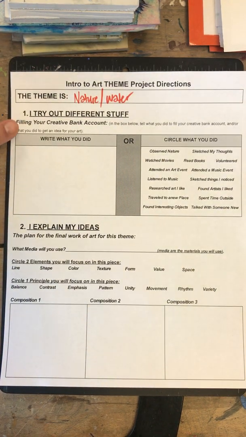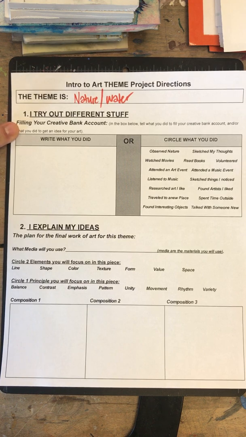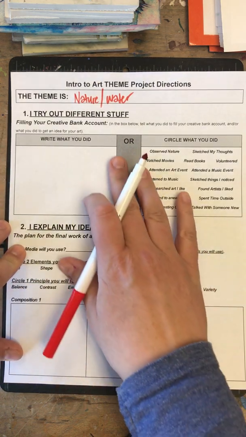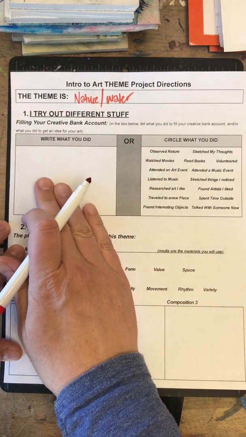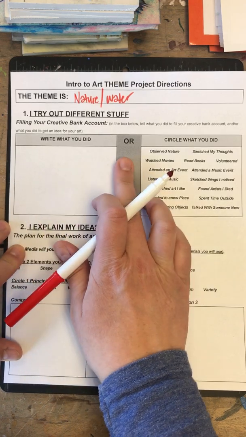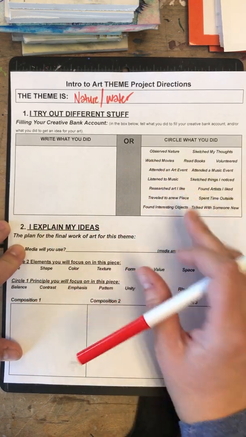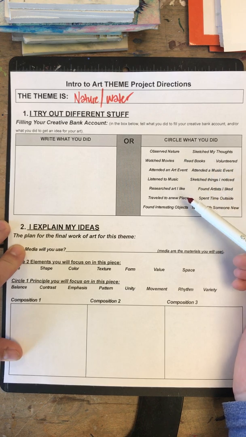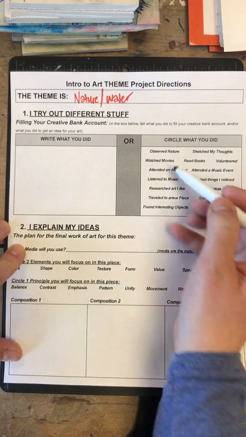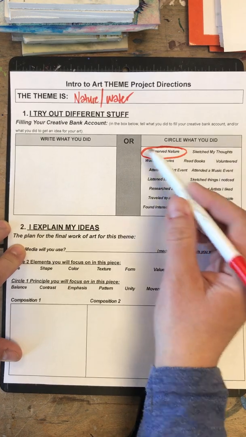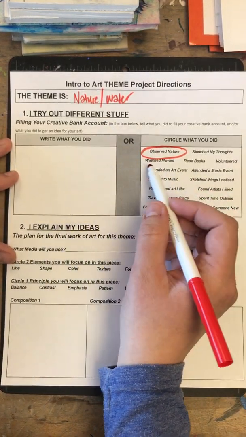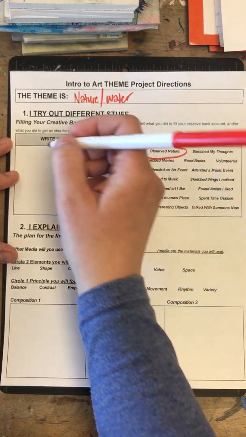We also have watched a video about how to fill your creative bank account, and one of your assignments was to be working on filling your creative bank account. So I have a couple options here. I can either write down how I've been filling my creative bank account, or I can circle from these choices. Have I been observing nature, sketching my thoughts, these things over here. So, I definitely have been observing nature with my theme being nature. Now I don't have to do both. I don't have to circle and write, but I'm just going to show you.